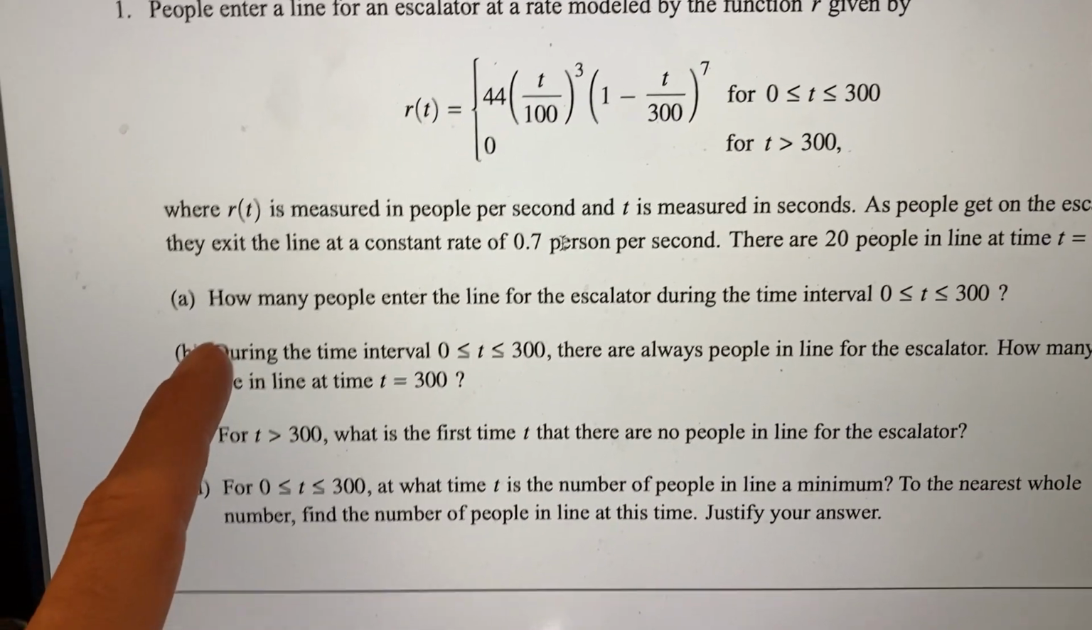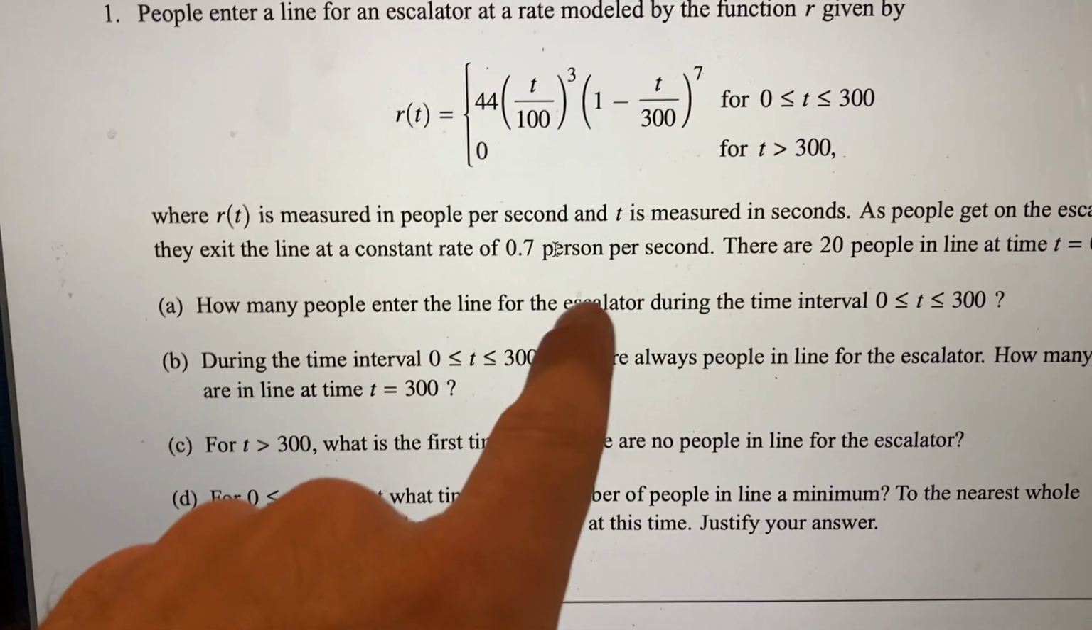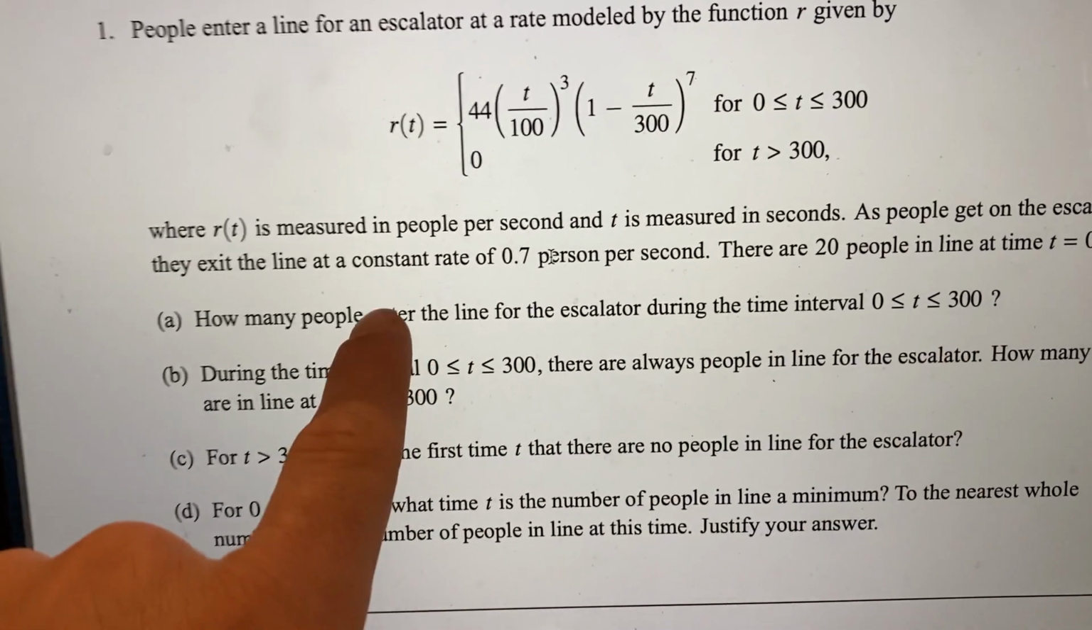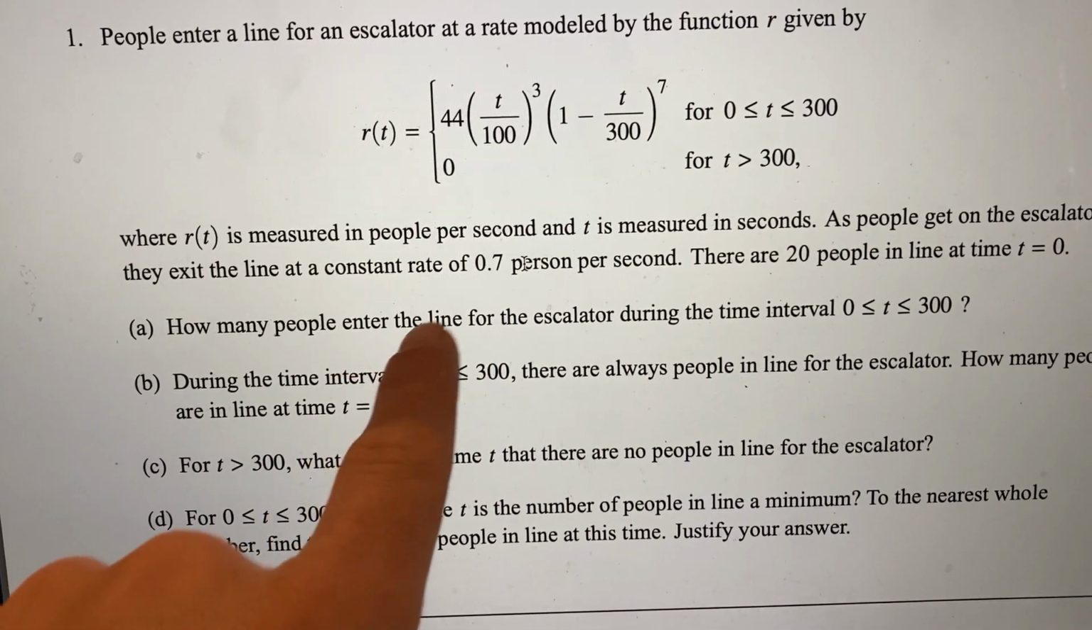How many people enter the line for the escalator during the time interval 0 to 300? It's just talking about entering the line. It doesn't say anything about exiting.